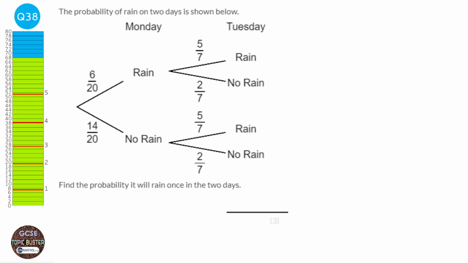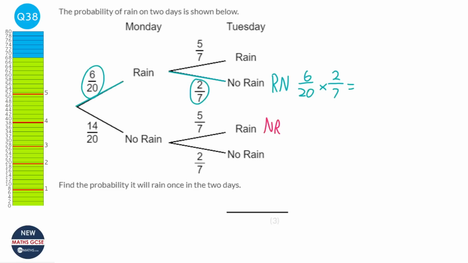So there are two outcomes that it will rain once in the next 2 days, and that will be rain and not rain, and not rain and rain. So to work out the probability it will rain on Monday and then not rain on Tuesday, what you're going to do is just multiply 6 over 20 by 2 over 7. So 6 over 20 times 2 over 7, and that will give us 12 over 140.